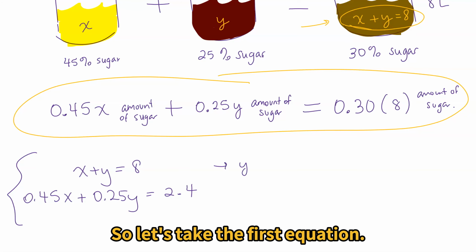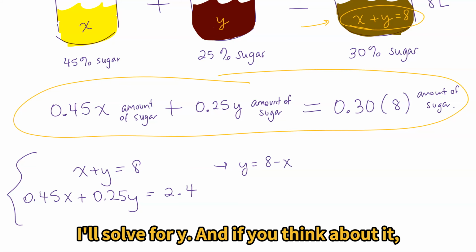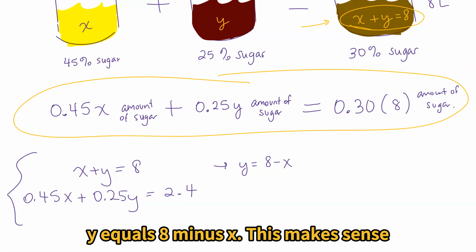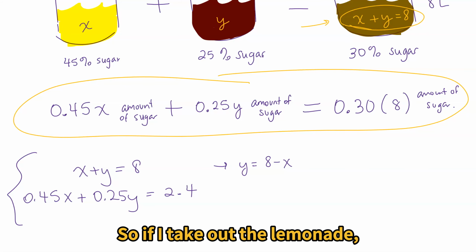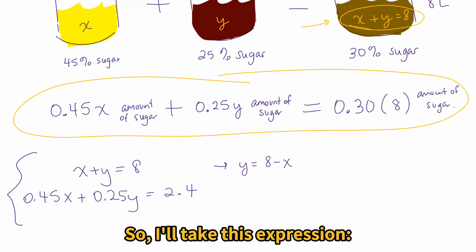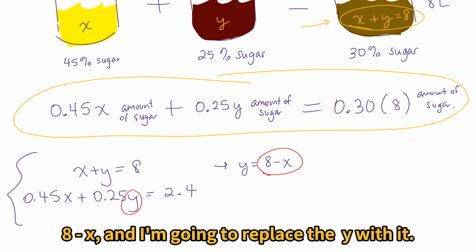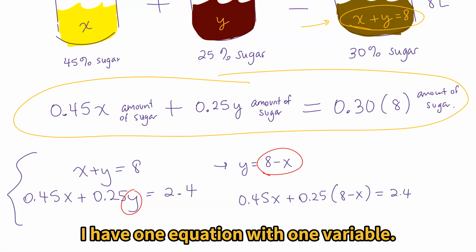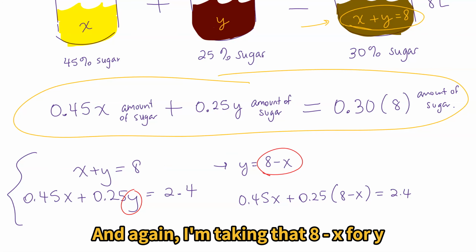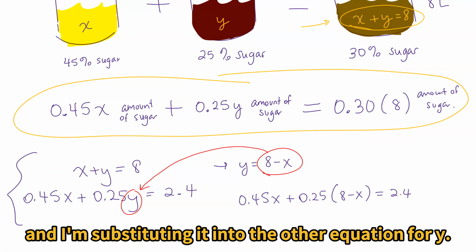So let's take the first equation. I'll solve for y. And if you think about it, y equals 8 minus x. This makes sense because 8 is my total Arnold Palmer. So if I take out the lemonade, I should be left with iced tea. So I'll take this expression, 8 minus x, and I'm going to replace the y with it. So 0.45x plus 0.25 times 8 minus x equals 2.4. I have one equation with one variable, and again, I'm taking that 8 minus x for y, and I'm substituting it into the other equation for y.